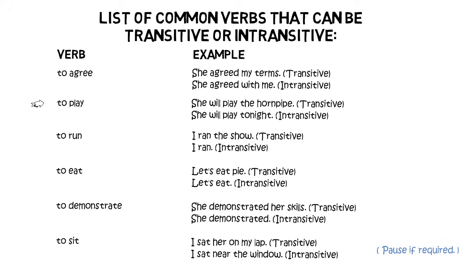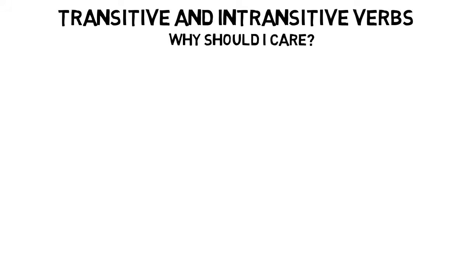To play. She will play the hornpipe. She will play what? The hornpipe. The hornpipe becomes the direct object. So here, to play is transitive because it's been done to something. She will play tonight. She will play what? Well, this time we don't have an answer. She's not going to play anything. She's just going to play tonight. She's going to do a performance tonight. There's no direct object. Here it's intransitive. The only thing that's doing anything is she, the subject. It only involves the subject. It's intransitive.